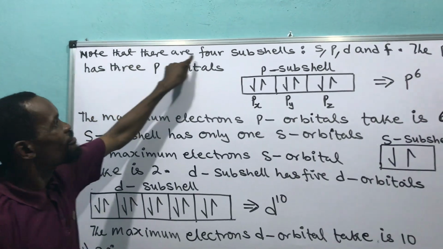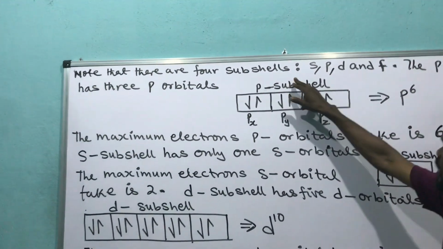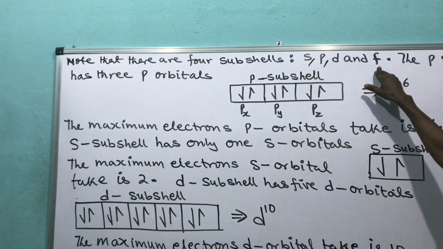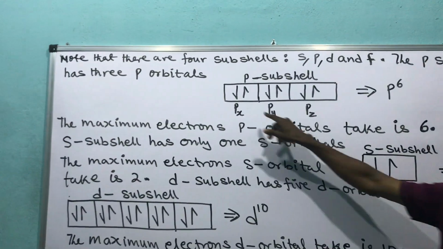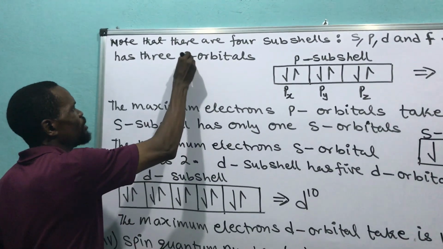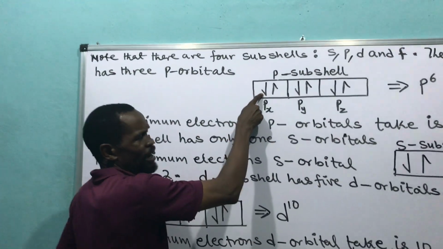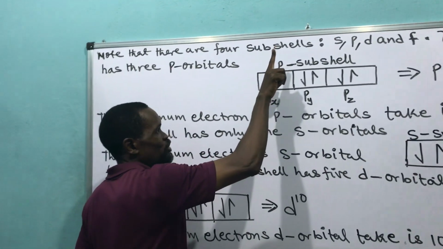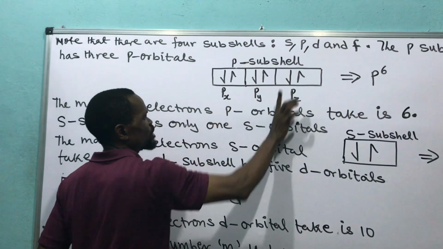Note that there are 4 subshells: S, P, D, and F, which we have mentioned. The P subshell has 3 P orbitals. How many electrons are here? The electron spinning in, and the next one spins out. These 2 electrons: spin in, spin out, 2 electrons.